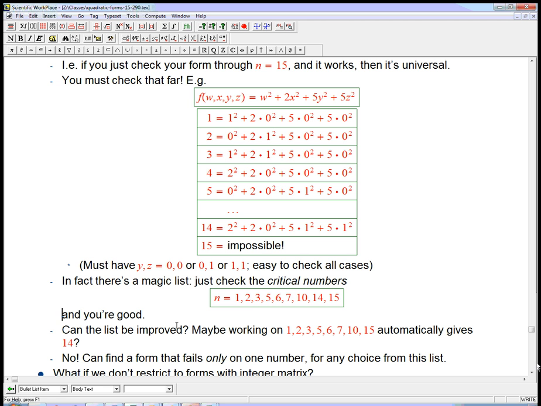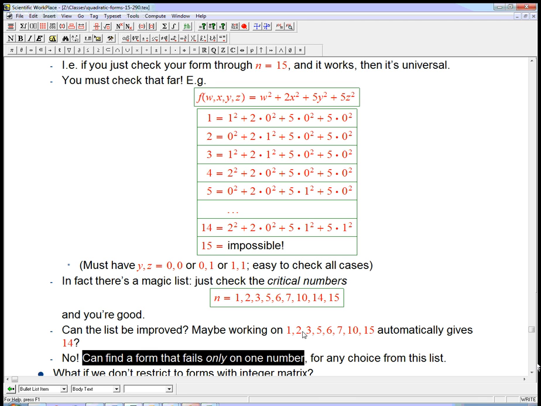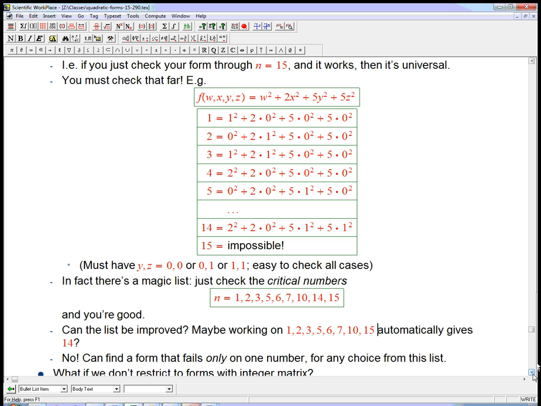Not too bad. One wonders, can the list be improved? Are they all really critical to check? Maybe if you have a form that works on everything but 14, it automatically gives 14. It can't just fail on 14. Well, in fact, what Conway and Schneeberger did was find a form that fails only on one of these magic numbers. So they really are critical. So it's about as sharp as you can get, about as tight a result as you can get.